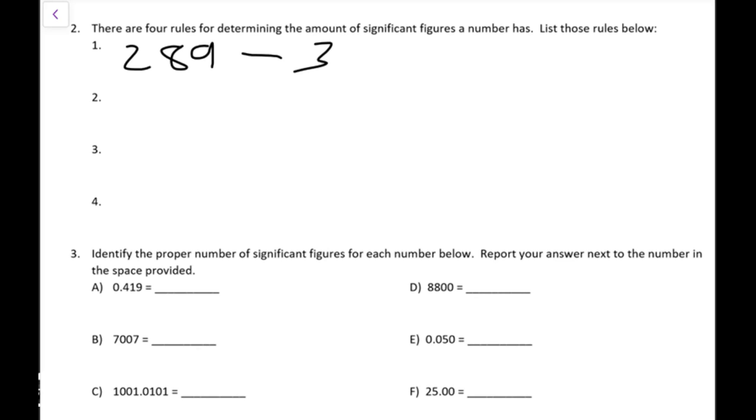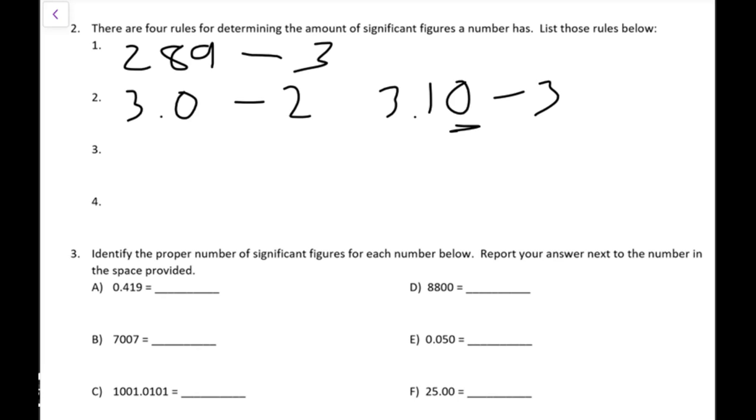Zeros are where it's tricky. So if it's a trailing 0 after a decimal point, it's significant. So if you have 3.0, that's 2 sig figs. If you have 3.10, that is 3 sig figs, because there's a trailing 0 here, which is also significant.